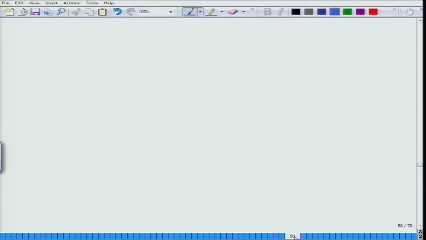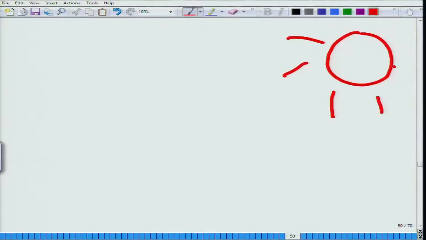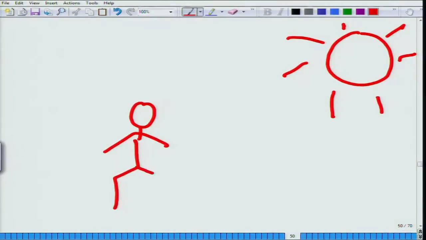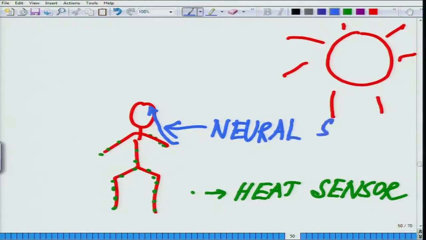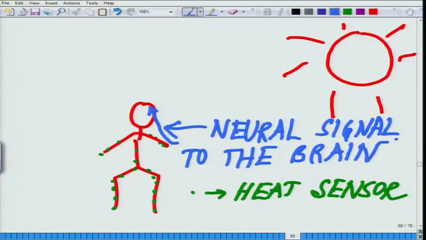At the physiological level, there are two, three things which happen. The very moment this person has gone out into the bright sun, the first thing that happens is that our body has a lot of heat sensors all over it, represented by these green dots. These heat sensors immediately sense that it is hot, and they send a signal to the brain. This blue line is the neural signal to the brain. So, the brain is being told that we are exposed to very hot weather.